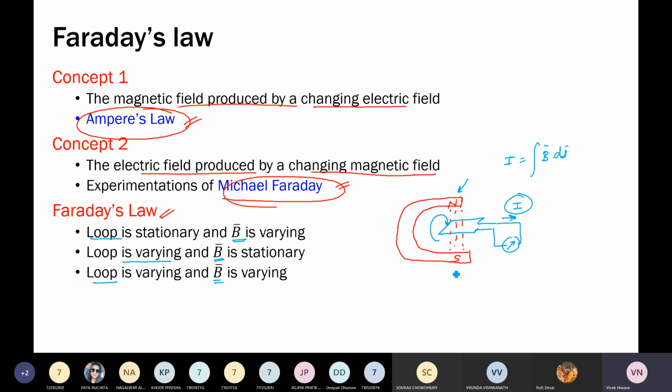Which is also called a dynamo. Okay. So Faraday generated this kind of experimental setup somewhere 150 years ago, which we are studying in school days now.